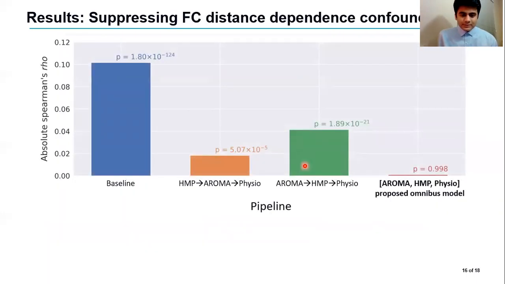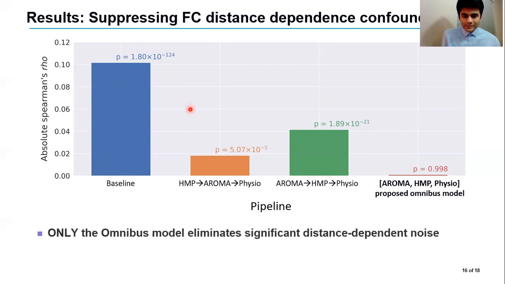For our second QC metric, again on the x-axis we have the 4 pipelines, and on the y-axis is the absolute Spearman's rho. Each bar plot is annotated with the p-value for this association. So this p-value indicates the significance of the relationship between internode distance and motion contamination for a particular FC edge. And you can see the baseline without any motion correction, it's a very significant relationship. There's a fairly high association between internode distance and motion contamination.